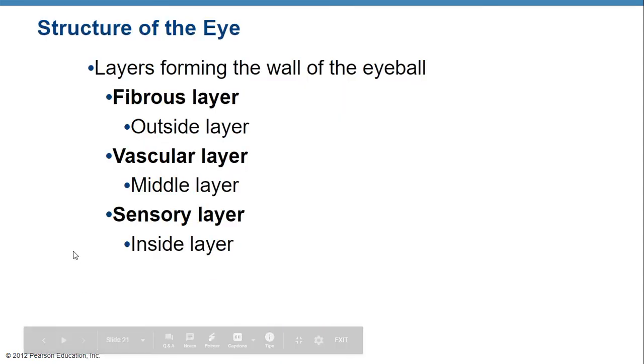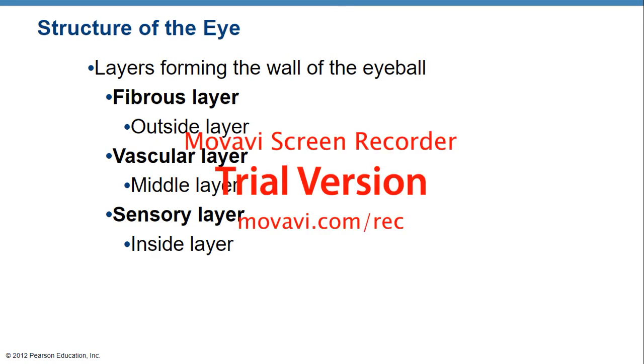All right, so layers forming the wall of the eyeball. You have the fibrous layer, which is the outside layer, the vascular layer, which is the middle layer, and then the sensory layer, which is the inner layer.